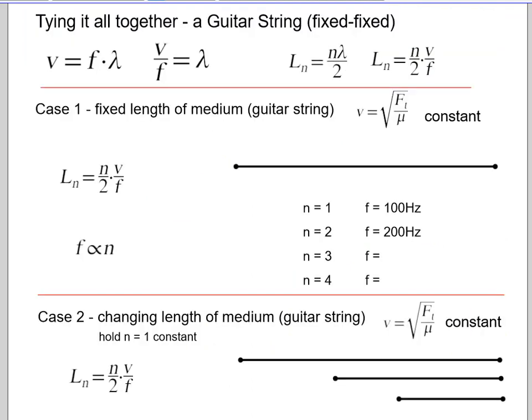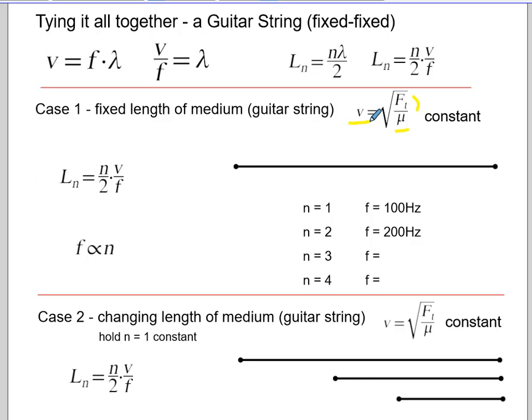Okay, so let's try tying it all together, and we'll use a guitar string fixed, which is our most common discussion point because most people have seen a guitar string or a violin string or something. So we're going to look at two quick cases. Case one is the fixed length of the medium, so the guitar string. So if we just leave the guitar string alone, there are a couple things we're going to highlight. The linear density and the tension will be constant, which means the velocity is constant. That's a really important idea. So that means that the speed of the waves in that guitar string is fixed.